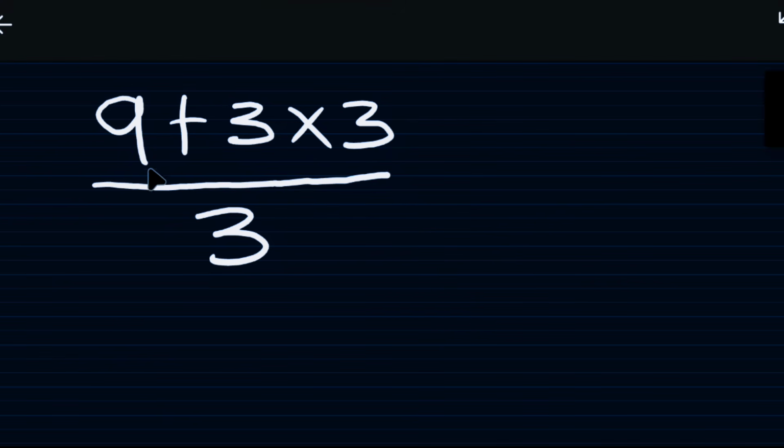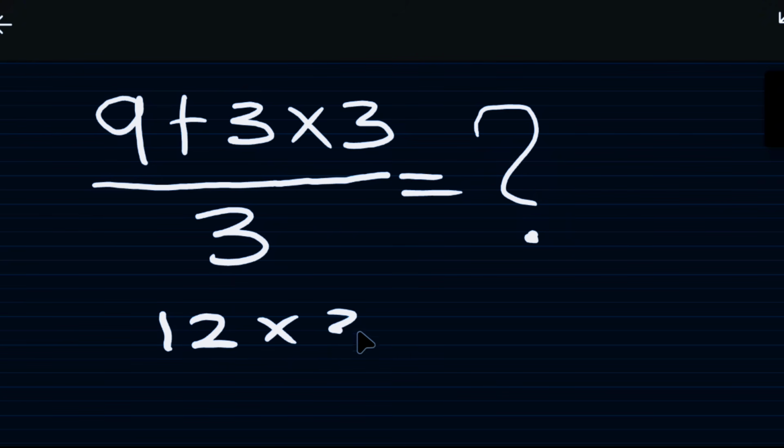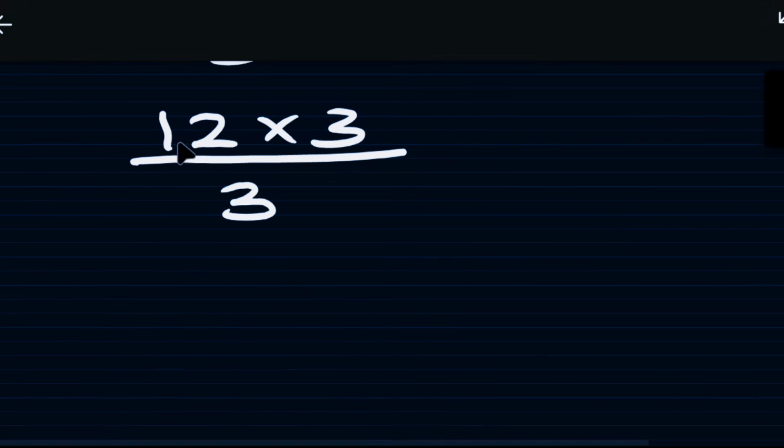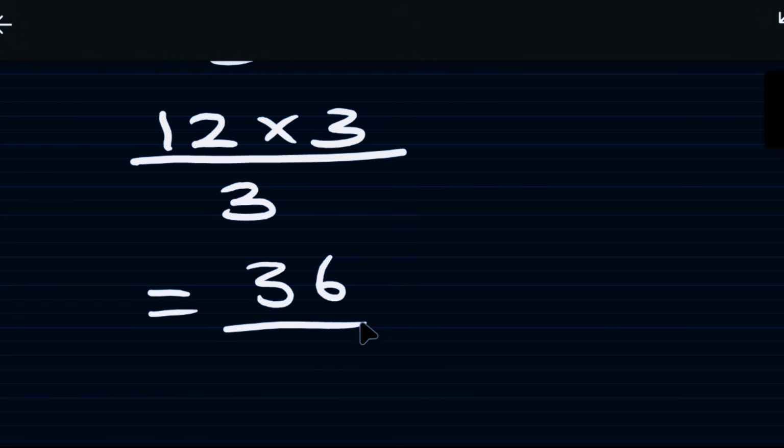In this given expression, 9 plus 3 times 3 divided by 3, a lot of students got this particular question wrong. Now, what did they do? They added these two together. 9 plus 3 equals 12 times 3 divided by 3. Now, from here, 12 times 3 equals 36 divided by 3. And 36 divided by 3 equals 12.